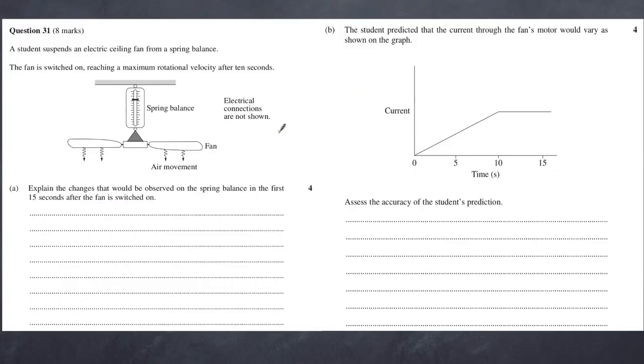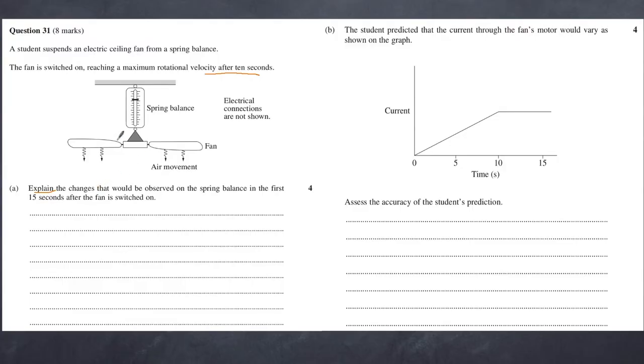In this question, we have a fan spinning and a spring balance attached to the fan. First, we're asked to explain the changes that would be observed on the spring balance in the first 15 seconds after the fan is switched on. We're told that it reaches maximum velocity after 10 seconds. Explain the changes, so we're going to go cause and effect.